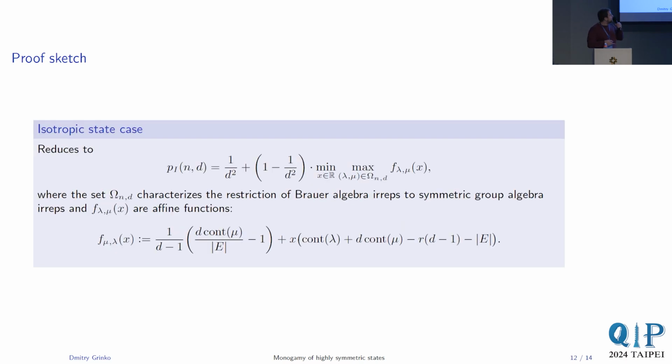And finally, the most difficult case is the isotropic state case. It turns out that in that case, the problem of finding P reduces to this optimization over here. So you want to take the minimal value over a certain piecewise linear function, and this piecewise linear function is comprised of certain affine functions. And these affine functions are parameterized by certain pairs of irreps of the symmetric group and the Brouwer algebra. But you don't take all possible pairs. There is a certain set, and the set has a rather complicated description, but you can study the set, and then you can understand how this piecewise linear function actually looks.